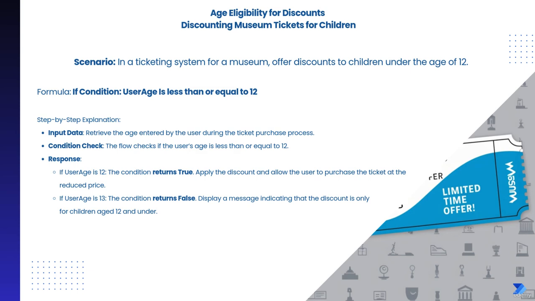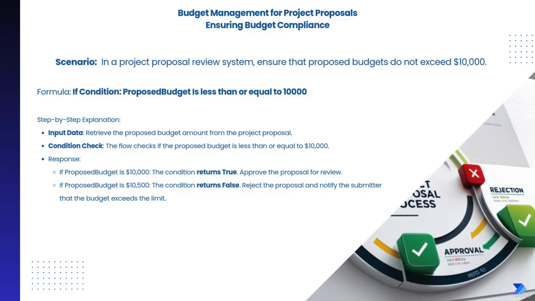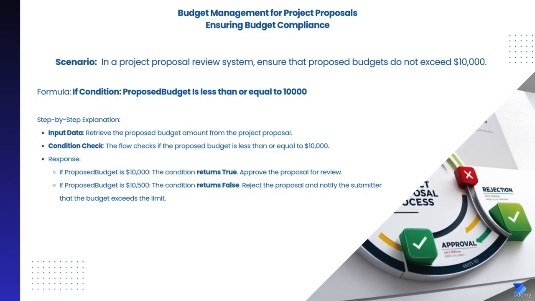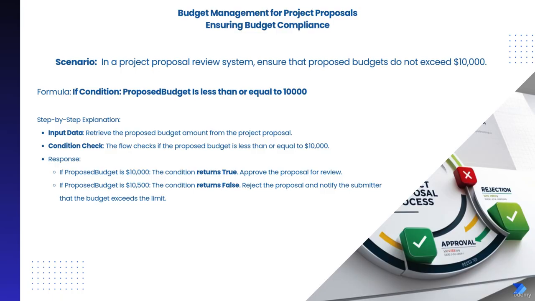Example 2. Budget management for project proposals. Scenario. In a project proposal review system, you need to ensure that proposed budgets do not exceed a certain limit of $10,000. The flow checks if the requested budget is less than or equal to $10,000. Formula. If condition, proposed budget, is less than or equal to $10,000.